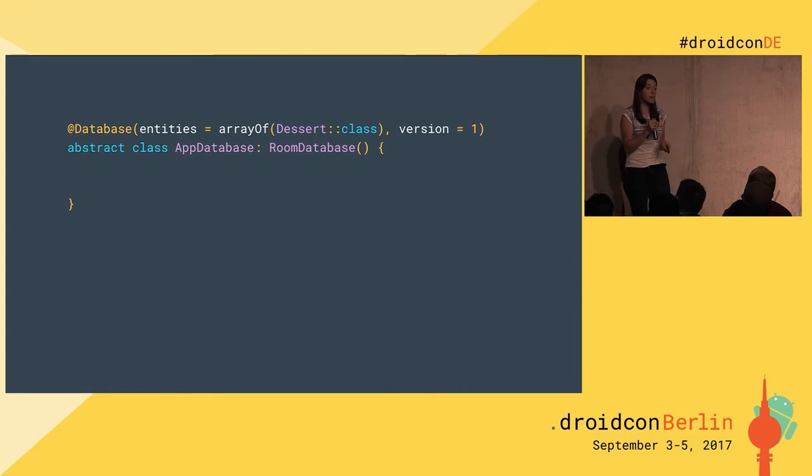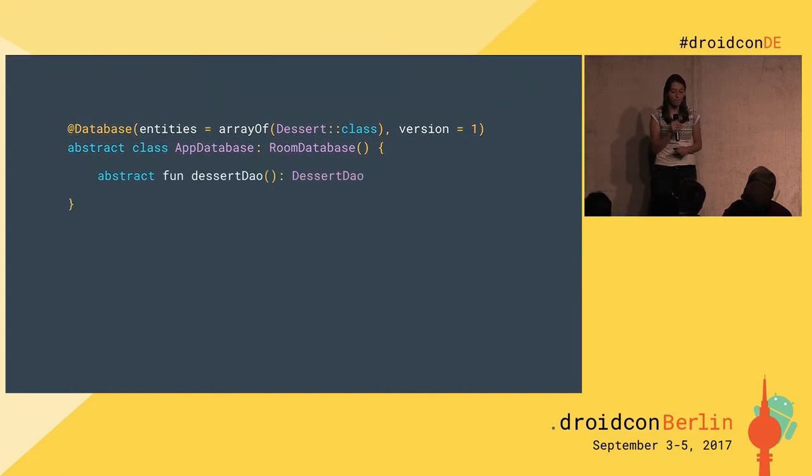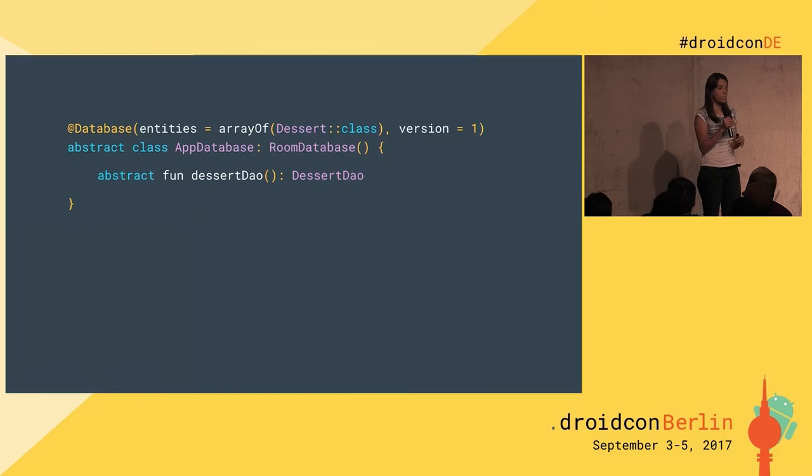And also there we define the database version. Also in our Room database, we define the data access objects. So which are the DAOs that work with that database?